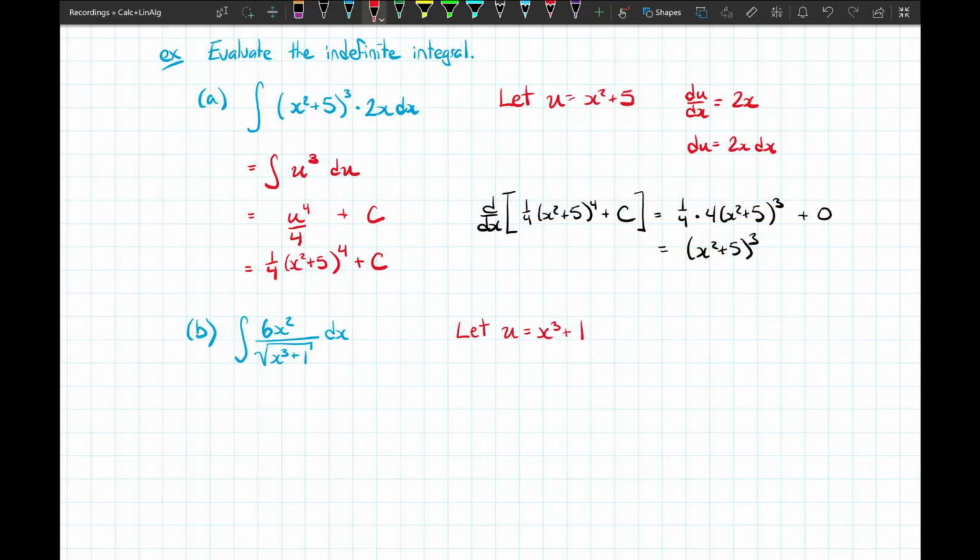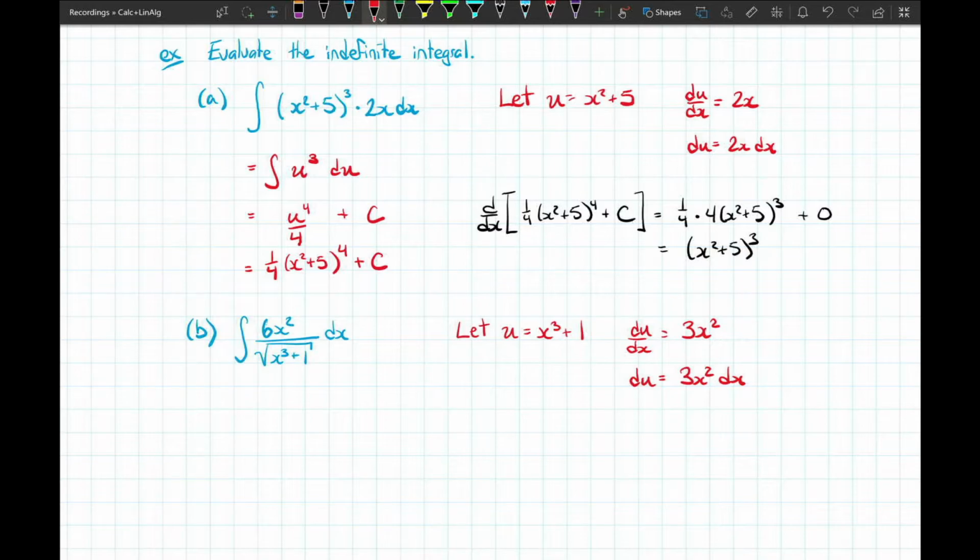Now the issue here is that when we look for du by dx, we end up with 3x squared. Well, I don't have 3x squared, but in the numerator I do have 6x squared, and the fact that they both have x squareds in them makes this a great substitution. Now, we can manipulate this a little bit so that we can get this in differential form. du would equal 3x squared dx. Well, if I have 6x squared dx, then I would technically have 2 du in my integrand.